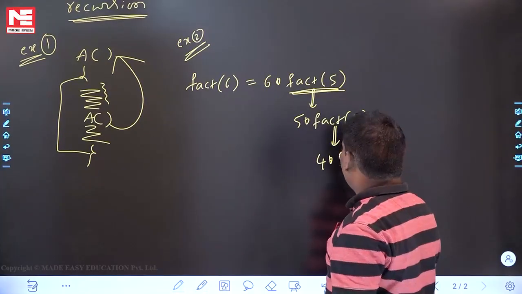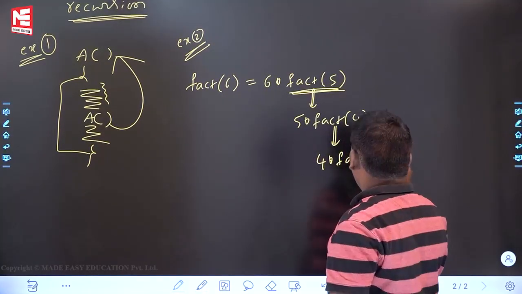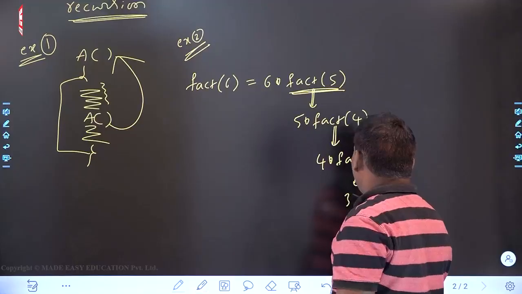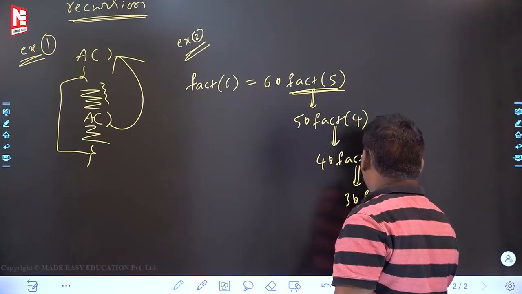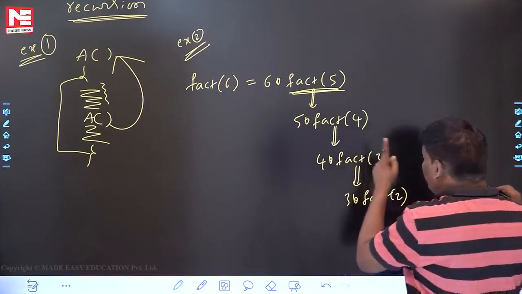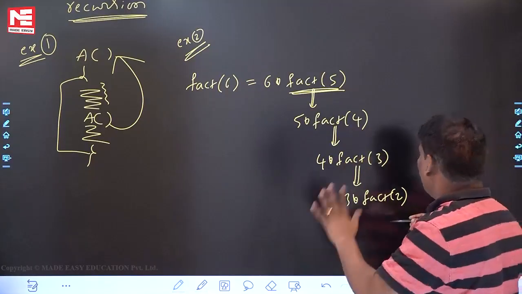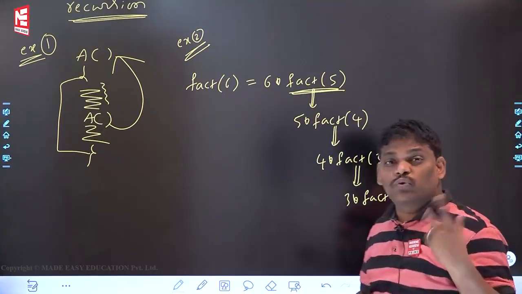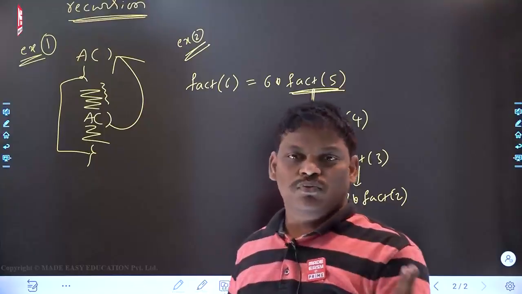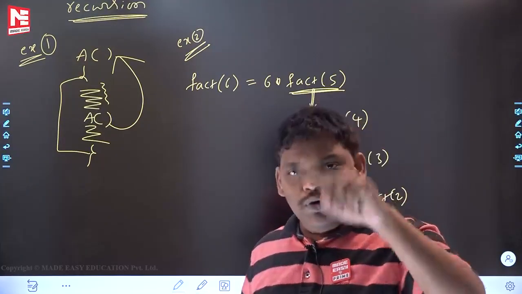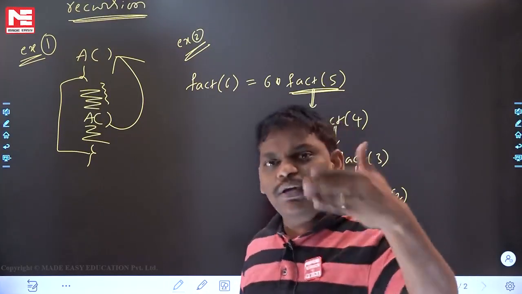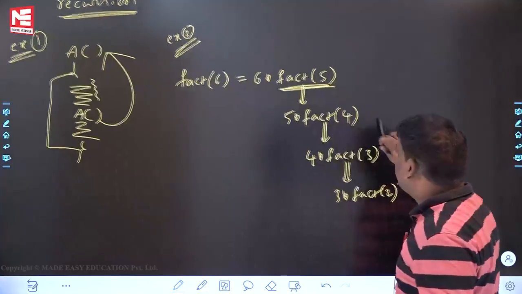4 into factorial of 3. What is the factorial of 3? 3 into factorial of 2. So if you know at anywhere, you stop. If you don't know, continue further. Can you say what is the factorial of 2 value? Factorial of 2 value is 2. If you know that, stop. If you don't know, you can continue further until your required thing will come.